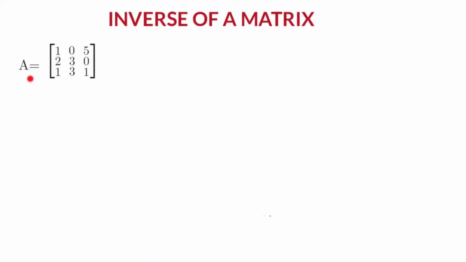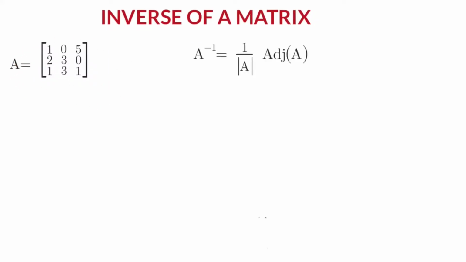Here you can see a 3 by 3 matrix A. So we are going to find the inverse of this matrix. Here is a formula to calculate the inverse of a matrix. Inverse of any matrix is given by 1 upon its determinant times adjoint of matrix A.